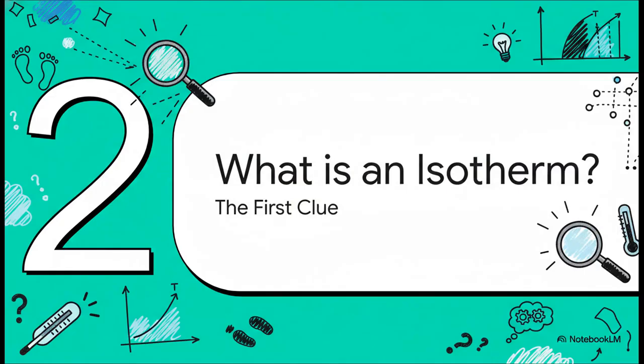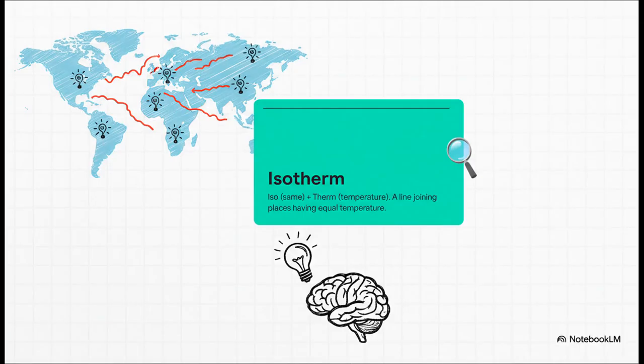Okay, so every good investigation has to start with the basics, right? Our first clue, the main piece of evidence we need to understand, is the isotherm itself. So what in the world is an isotherm? Well, let's just break the word down. Iso means same. Therm means temperature. So put it together, an isotherm is just a line on a map that connects all the places that have the exact same temperature. Simple as that.